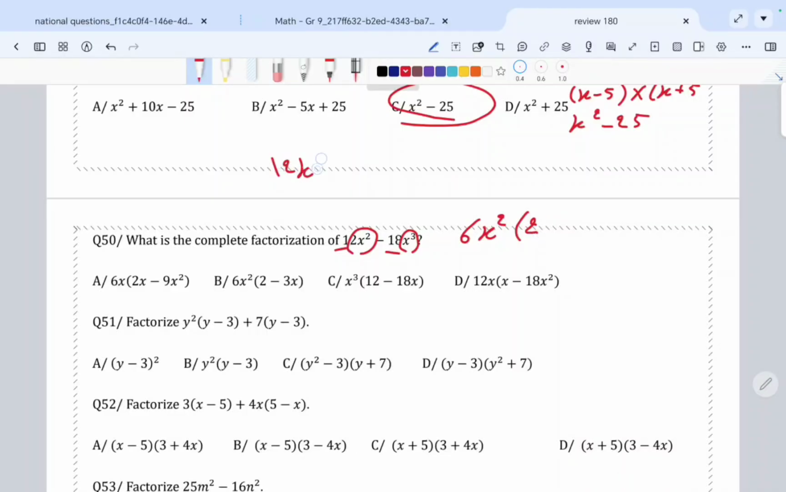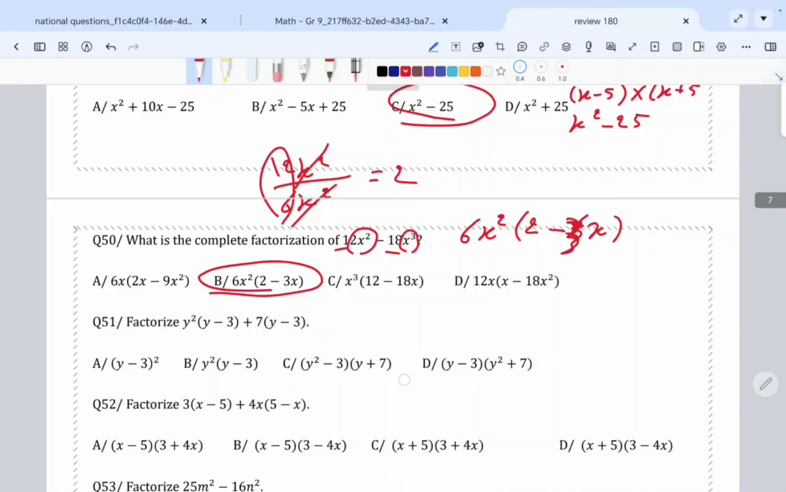12x power 2 divided by 6x power 2, they cancel each other. 12 divided by 6 equals 2. Minus 18x power 3 divided by 6x power 2, which equals 6x. Which one is 6x power 2? Inside the parenthesis, 2 minus 3x. Sorry, 18 divided by 6 is 3, not 6, because 3 times 6 equals 18. So B is the correct answer.